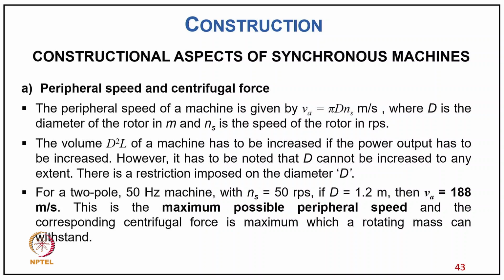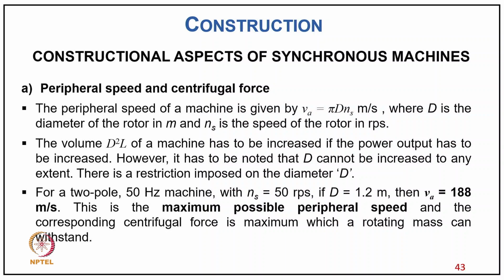So, peripheral speed and centrifugal force. The peripheral speed of the machine is given by V equal to pi d ns in meter per second, where d is the diameter of the rotor in meter, ns is the speed of the rotor in revolution per second, and this comes as a peripheral speed. So it has different limitations of peripheral speed.